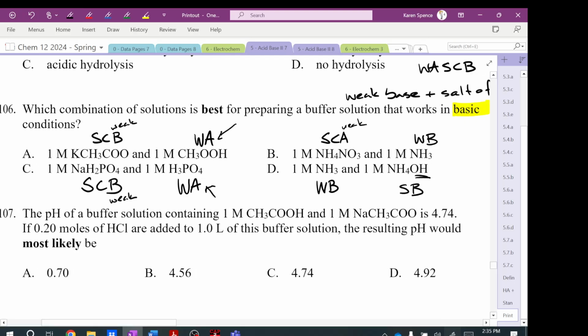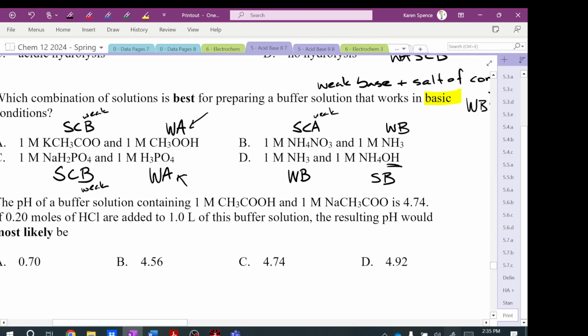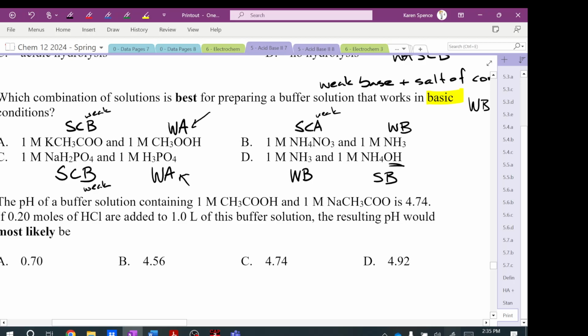It doesn't matter. It's a weak acid plus the salt of a conjugate base. From the information you have in the question, those are essentially the same answer.